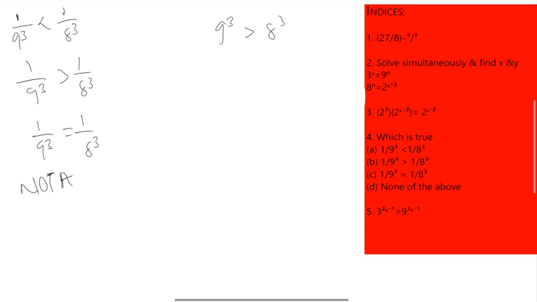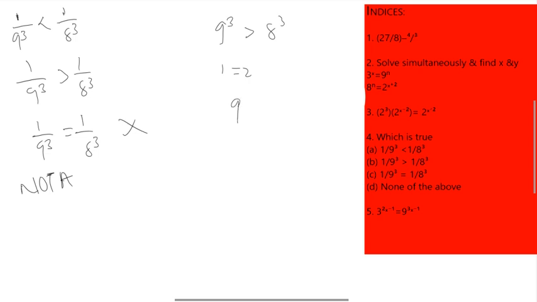Now, we know that 1 over 9 raised to power 3 cannot be equal to 1 over 8 raised to power 3. It's not possible, right? It's just like saying 1 is equal to 2. It is not possible. So this one is wrong. Now let's look at option A and option B. For option A, we have 1 over 9 raised to power 3 is less than 1 over 8 raised to power 3. Now we know that 9 raised to power 3 is bigger than 8 raised to power 3. True or false? True.